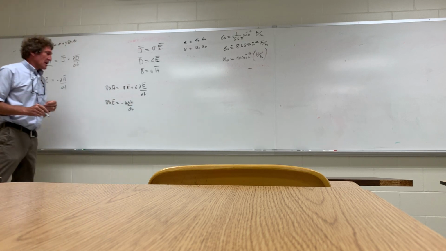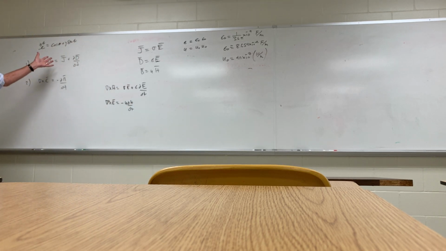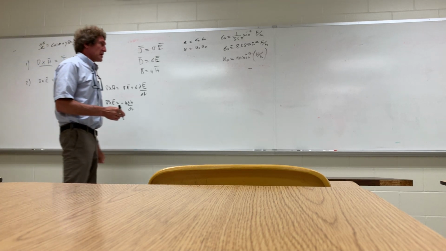So now I've reduced the number of unknowns. I'm assuming that sigma, epsilon, and mu are known. They have to be, or else you can't solve these things. And now I've got two equations with two unknowns, correct, class? Now I'm going to take them and put them into the phasor domain. That's my next step.